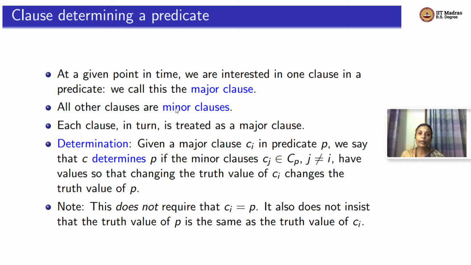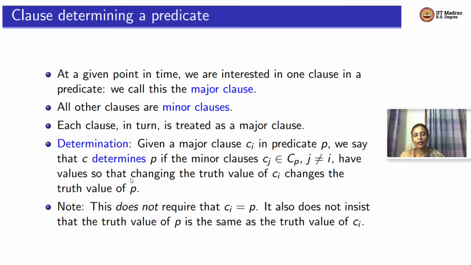Now let's formalize when this major clause that we are going to focus on determines the predicate P. So given a major clause Ci in the predicate P, we say that Ci determines P if all the minor clauses, the other clauses, let's call them all Cj, the collection of Cj's such that j is not equal to i, have values such that changing the truth value of Ci changes the truth value of P.